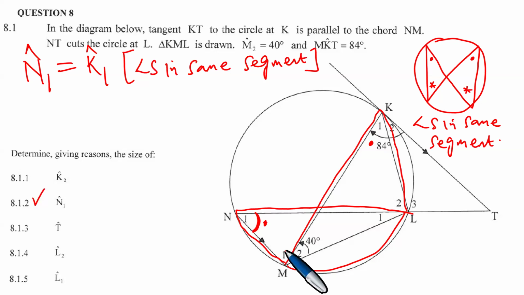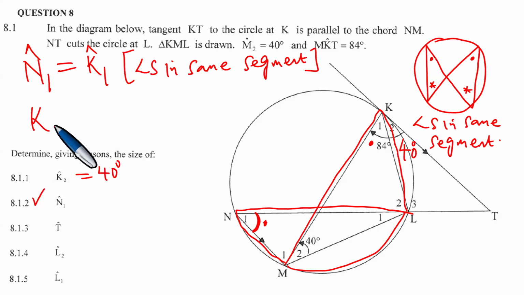But now there are a couple of things that we know, because we know that this one is 40 degrees. We just got it. K2, we know it's 40 degrees. From where? From the previous question. We got K2 to be 40 degrees already. We just need to find the size of the angle N1.